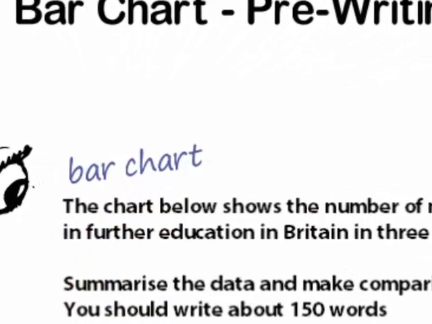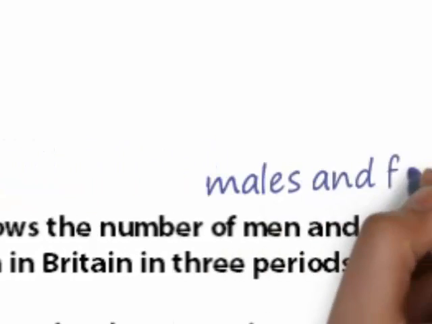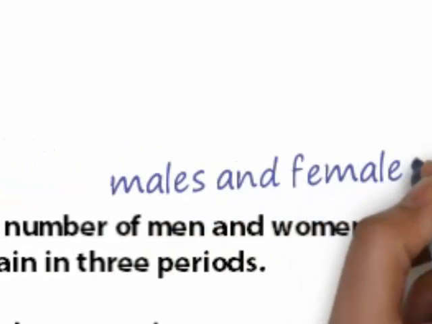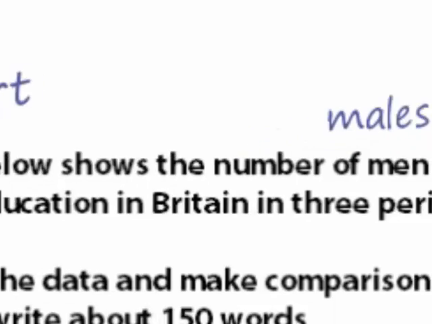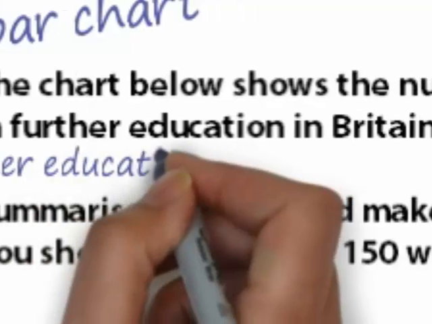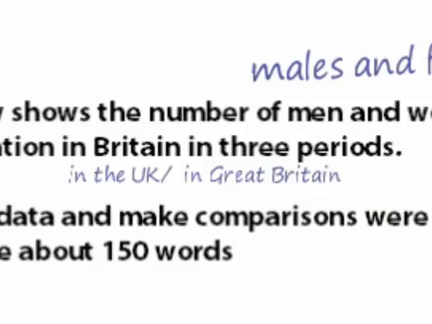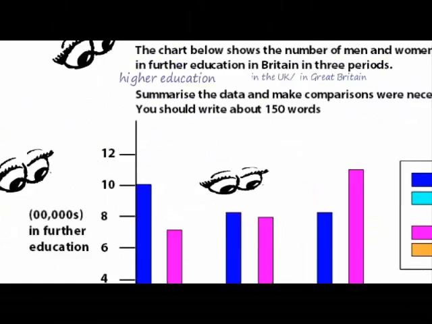If we now focus in some more detail, we'll look at the title. So we see the person thinking of synonyms for the key words in the question. So bar chart instead of chart. Males and females over here instead of men and women. We can do the same thing for further education. They're going to change to higher education here. Other words for Britain, Great Britain or the UK. So that will help you with synonyms, will help you with your vocab mark.